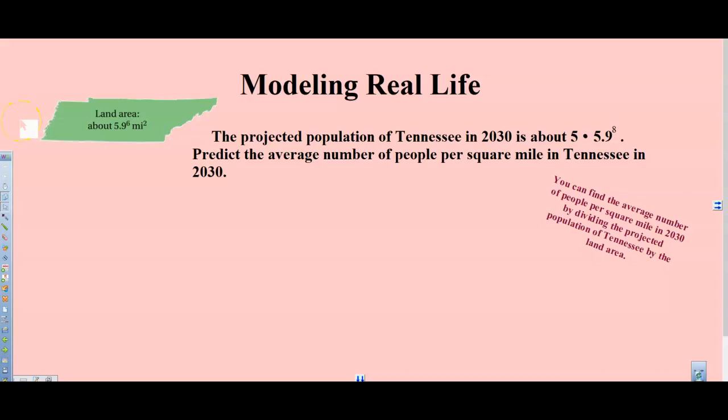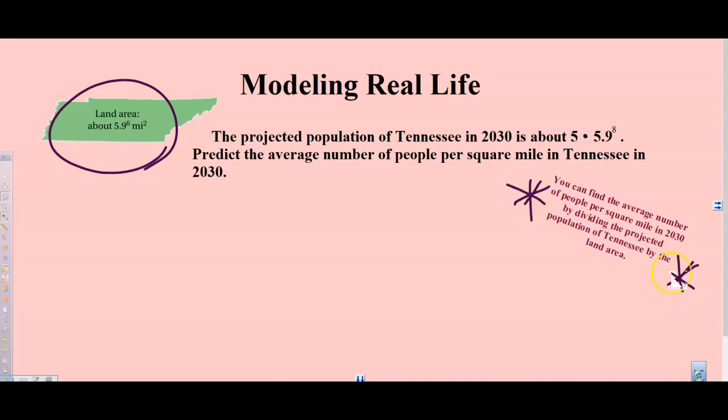Okay. The average number of people per square mile in Tennessee in that year of 2030. First of all, some information that we might need to know for this. Of course, we need the area of Tennessee. So we've got the land area to be about 5.9 to the 6th power square miles. Okay. And we also need to know this.